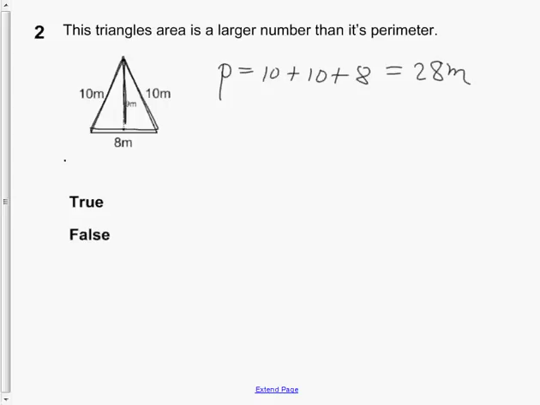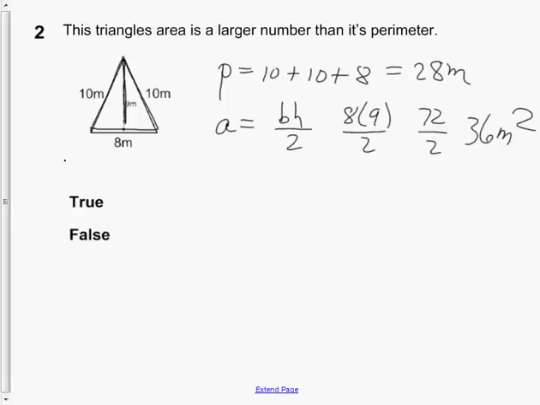So the area, however, does require that 9, because the formula for that is base times height divided by 2. And I don't know how many students forgot to divide their area of triangles by 2, but a lot of you did half of them by dividing by 2 and half of them without dividing by 2, and that's a pretty important part. So the base is 8, the height is 9, divided by 2 is really half of 72, which is 36 square meters. So the triangle's area is a larger number than its perimeter. That is true. The area is 36, the perimeter is 28.